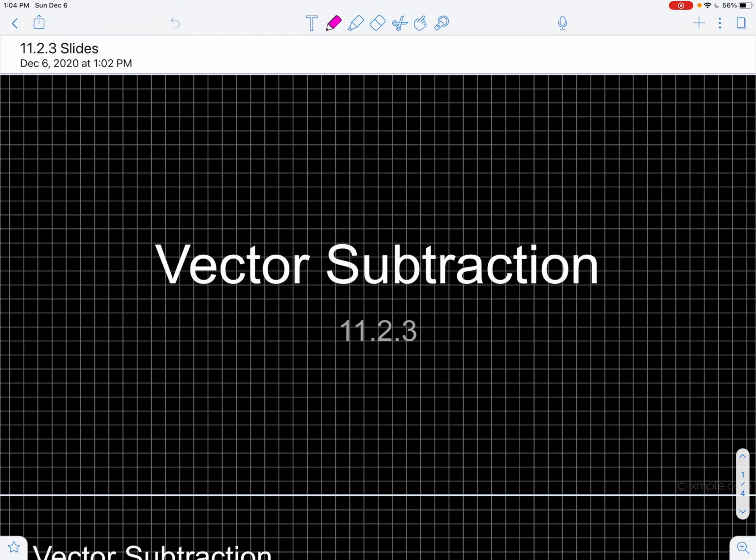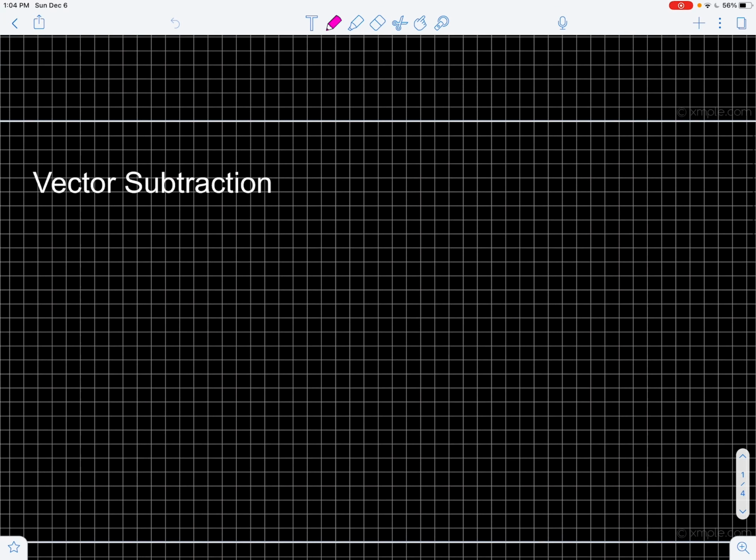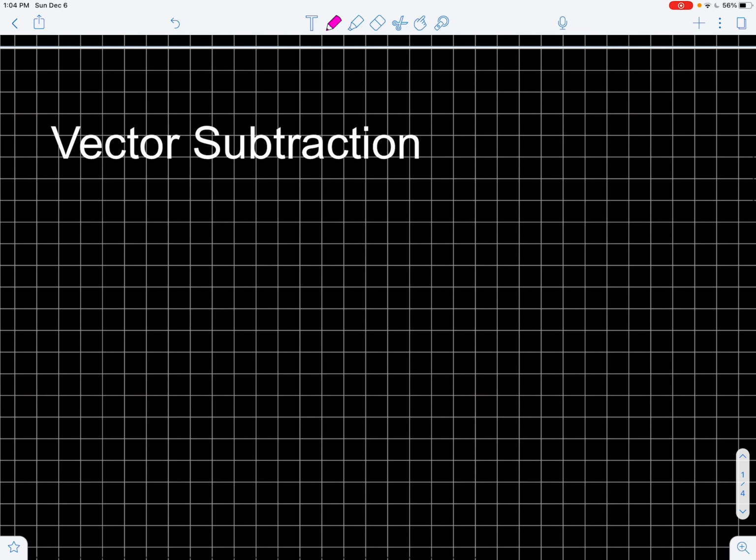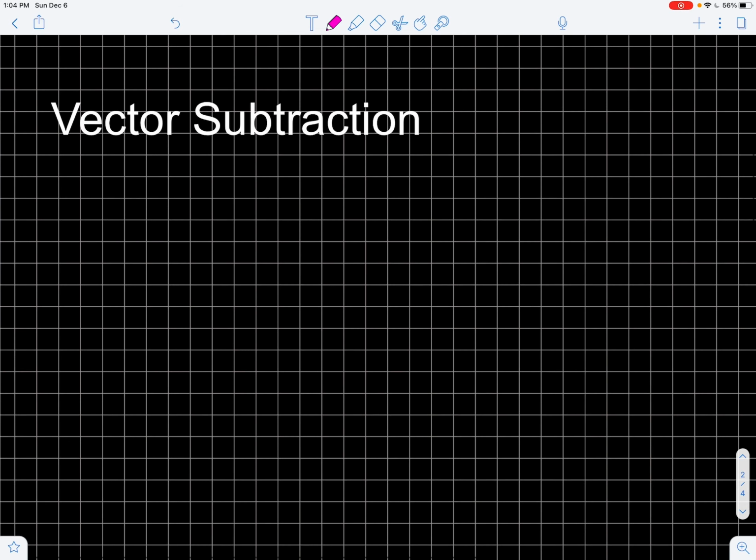We are going to be continuing our discussion of vectors as we discuss vector subtraction. So what is vector subtraction? Well, we know what scalar subtraction is. 4 minus 2 equals 2 and all that. And in the same way, we can subtract our vectors. But before, we need to know exactly what a negative vector is.